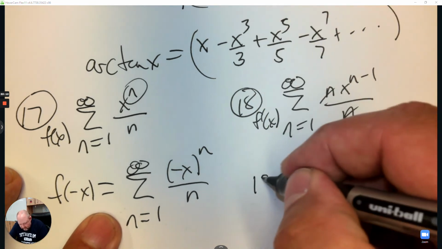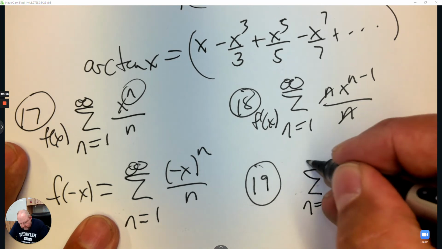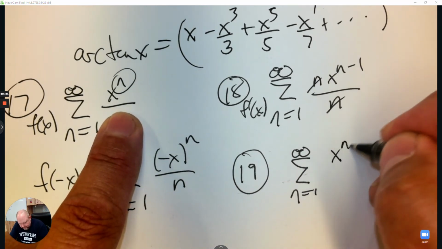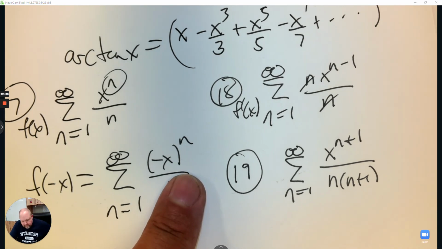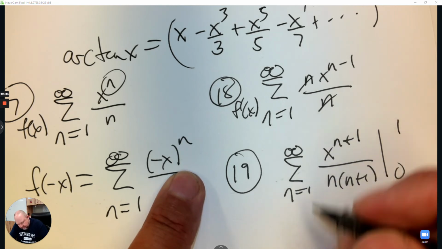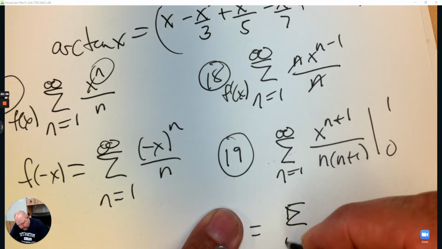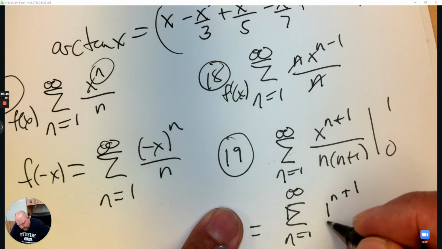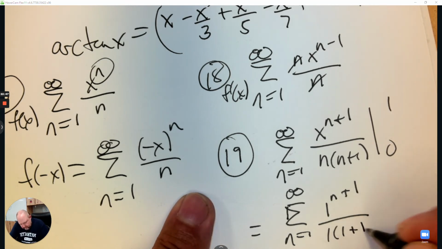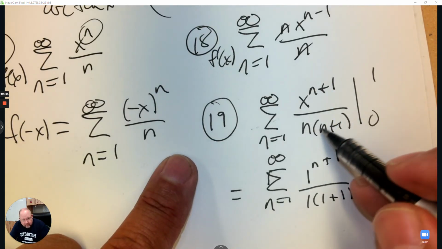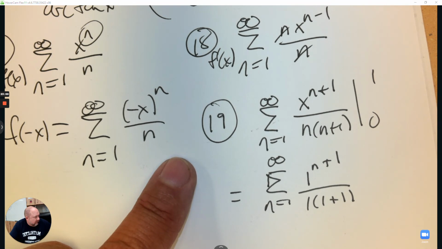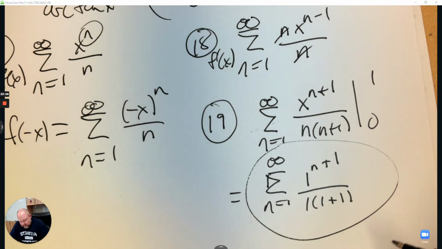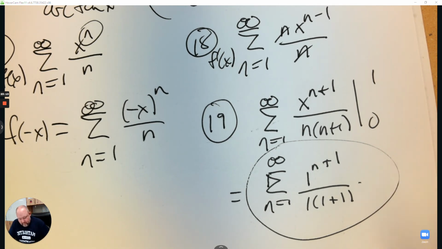Number 19, what would it look like if you integrated it? So I've got to add 1 to the exponent and then divide by n plus 1. And I'm integrating from 0 to 1. If I plug in 0, I'm not going to write that as a limit, am I? I'm going to leave it go. That would be a 2 on the bottom.